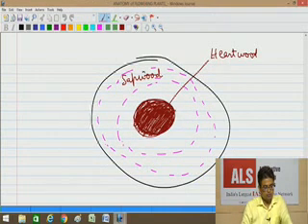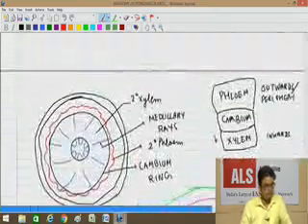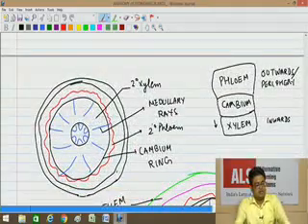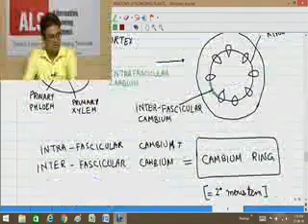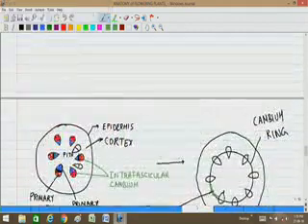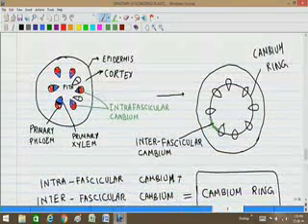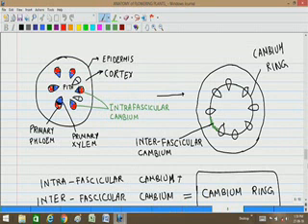You remember this part, we had discussed up till this, that the medullary rays are formed, the secondary xylem is formed, all these things are formed. You remember this, everyone, right? The intrafascicular cambium plus interfascicular cambium is forming the cambium ring.